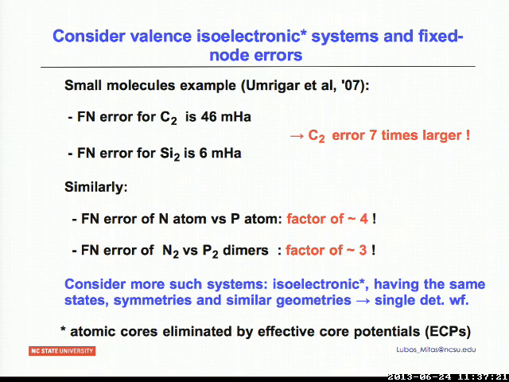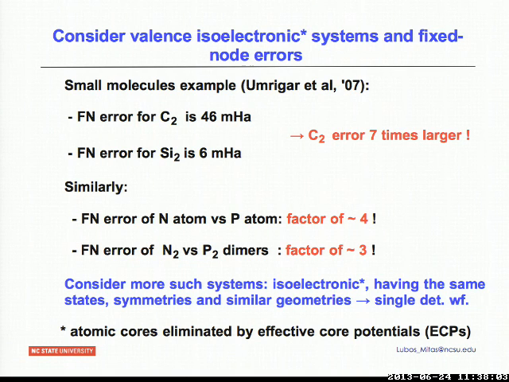Let's take the first 2 rows and build isoelectronic systems from them. Basically, carbon, under it is silicon, here is nitrogen, under it is phosphorus, and so on. And you look at the fixed node errors. They are isoelectronic because we eliminated the cores. The fixed node error in carbon 2 is 46 millihartrees. Fixed node error in silicon is 6 millihartrees, 7 times larger. We are talking about very few percentages of the correlation energy. Fixed node error nitrogen versus phosphorus, factor of 4. Nitrogen 2 versus P2, factor of 3.